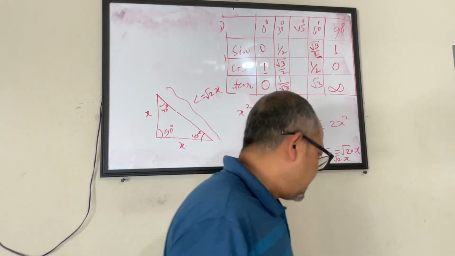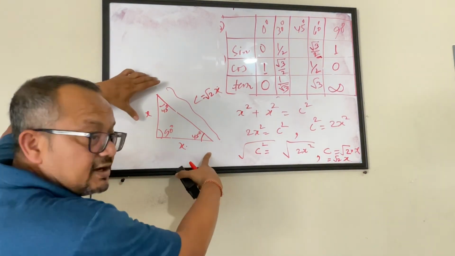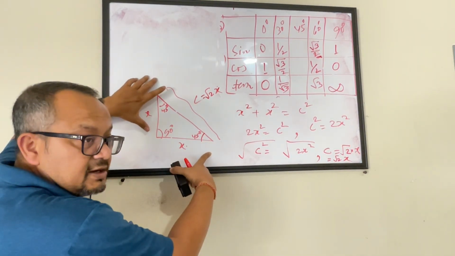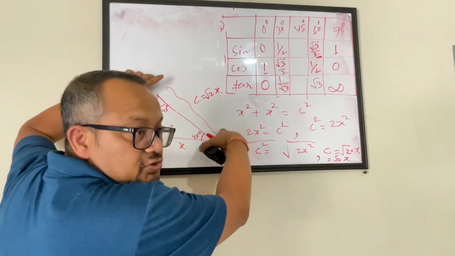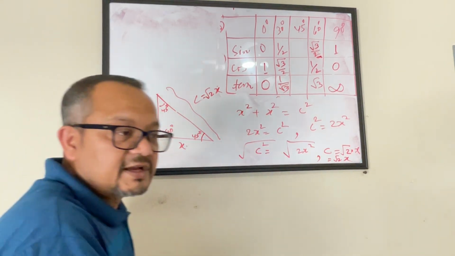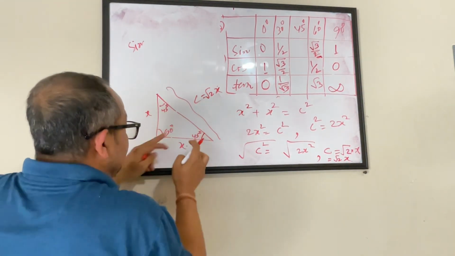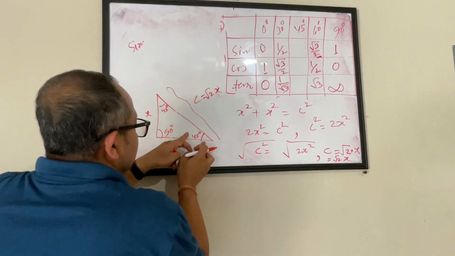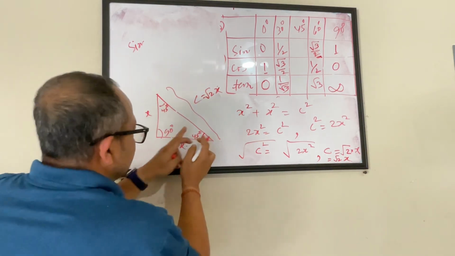Okay. Now, we have this right angle triangle, which is also an isosceles triangle. We have this side as x, this side as x, and this side as root 2 x. Since we know all three sides, it's easy for us to find the value of sine theta. Let's say sine 45 degrees. Let's pick this angle as 45 degrees, or this angle, both are the same. I'm picking this one.